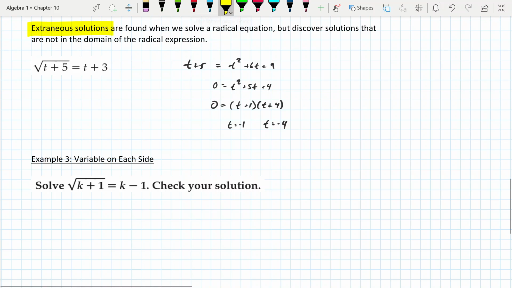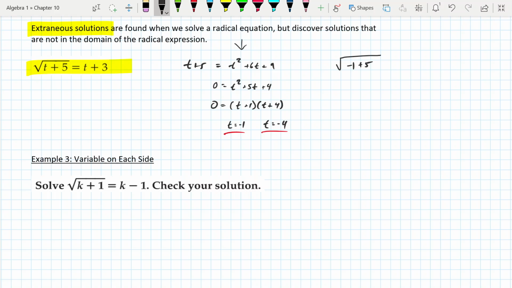You can see I've got an example equation written down. Root t plus 5 equals t plus 3. I squared both sides, and you can see I already did the work here real quick. We'll do one of these in a second. I squared both sides and it looks like I got a quadratic. I factored the quadratic, and then I got two possible answers: t equals -1 and t equals -4. Well, I have to plug both of those in.